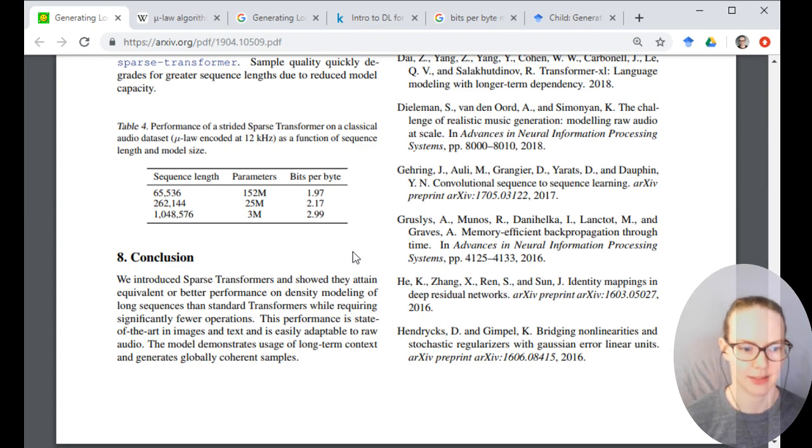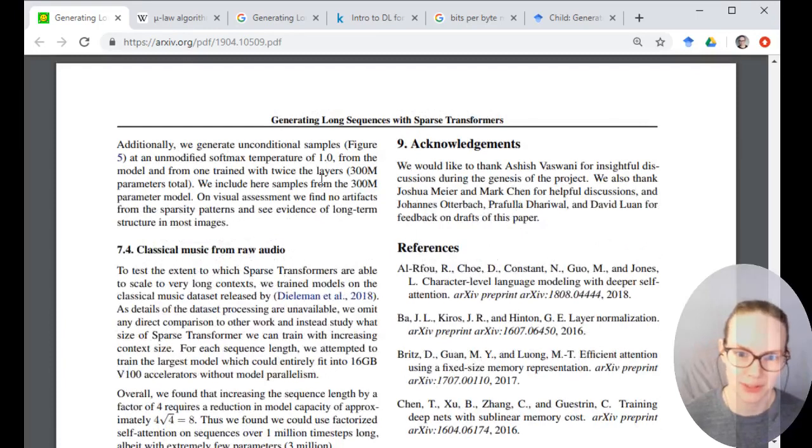And generates globally coherent samples. Oh, and acknowledgements. We would like to thank Ashish Vaswani for insightful discussions on the genesis of the project, so the Transformer paper first author. We also thank Joshua Mayer and Mark Chen for helpful discussions, and Johannes Otterbach, Prafulla Dhariwal, and David Luan for feedback on drafts of this paper.